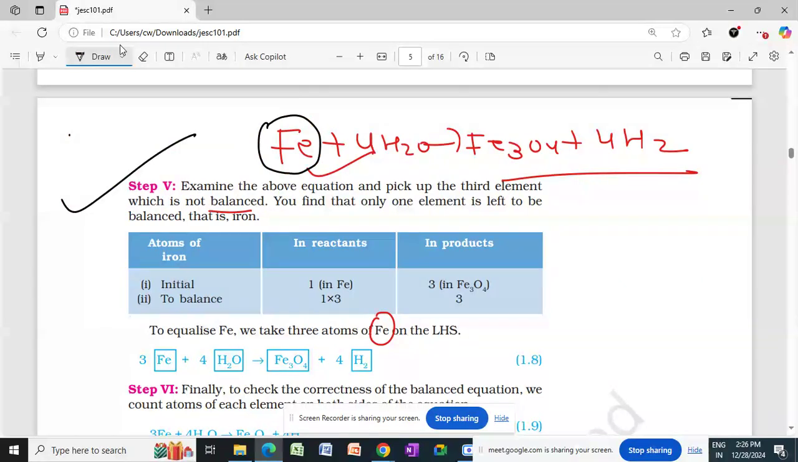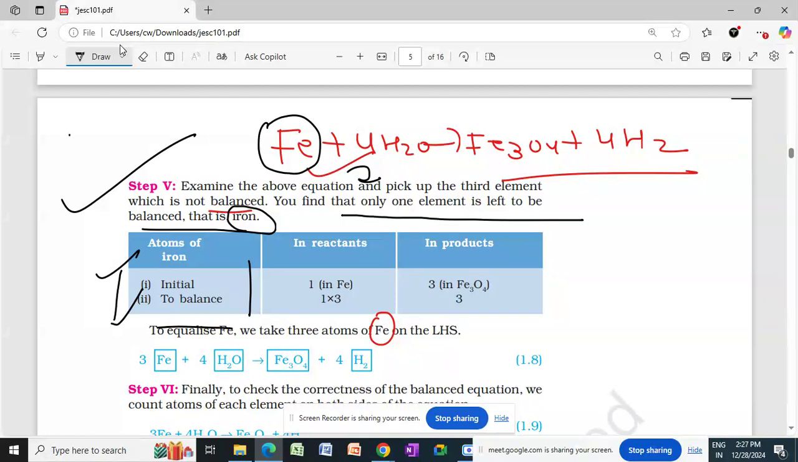So examine the above equation and pick up the third element which is not balanced. So you find that only one element is left to be balanced, that is iron here. So you have to simply make a table in which you write the atoms of iron, in which you will mention initial and then to balance. In the reactant side you can see the initial. How many iron are there? Tell me. Only one iron is there.